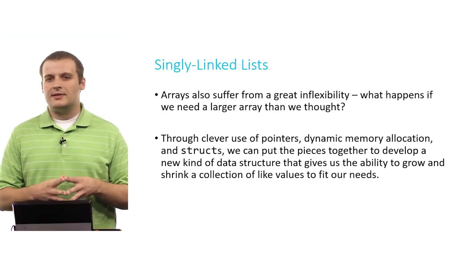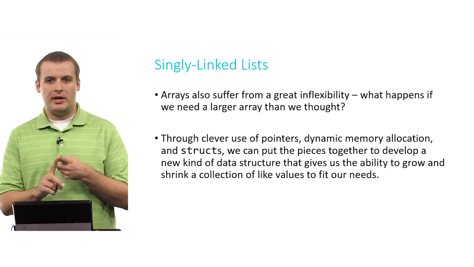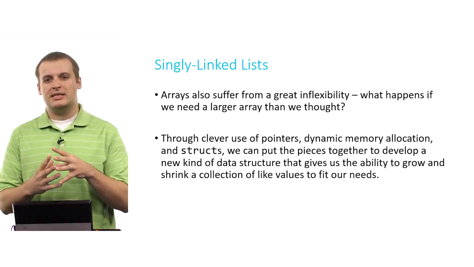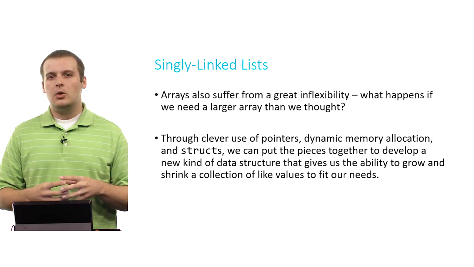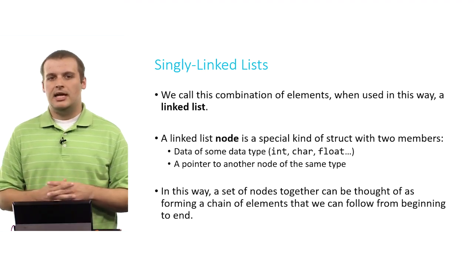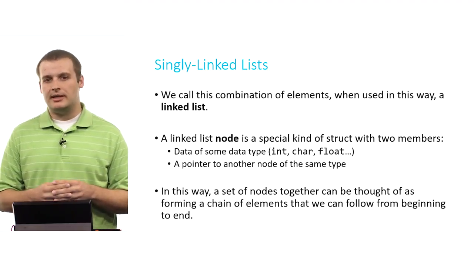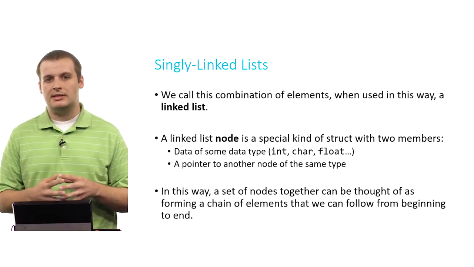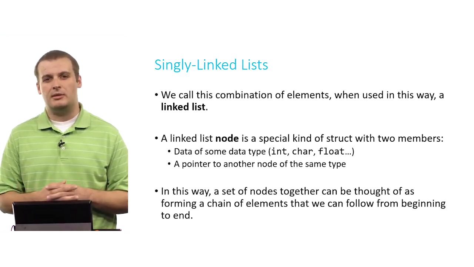But if we combine together some of the basics that we've already learned about, pointers and structures, and particularly using dynamic memory allocation with malloc, we can put these pieces together to create a new data structure, a singly linked list, we might say, that allows us to grow and shrink a collection of values, and we won't have any wasted space. So again, we call this idea, this notion, a linked list. In particular, in this video, we're talking about singly linked lists, and in another video, we'll talk about doubly linked lists, which is just a variation on a theme here.